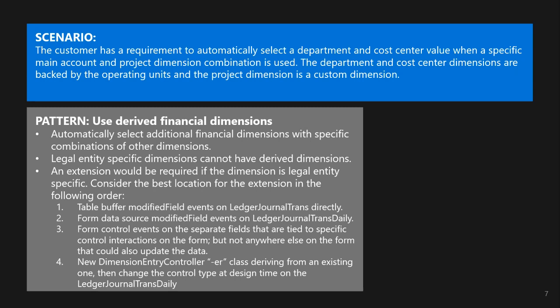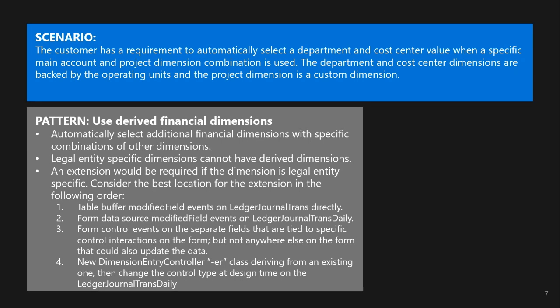So I guess legal entity specific would be like, in this scenario, we're doing a project dimension and it's a custom dimension. But if I was using the project module and I wanted to do an entity-backed dimension for the project, that would be legal entity specific. So I think you're saying that I couldn't use a derived financial dimension in that situation. Is that right? Right. That's where using a customization to the forms that you want this behavior on would make sense.